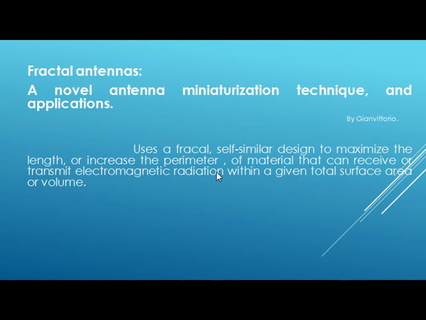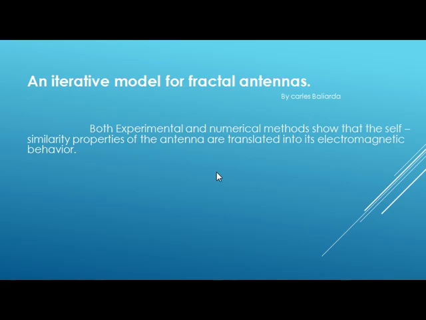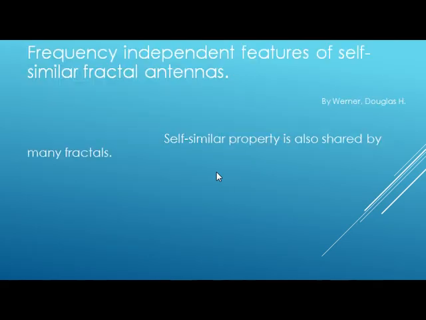The next paper is an iterative model for fractal antennas. This paper mainly deals with experimental and numerical methods, which show how the self-similar properties of the antenna are translated into an electromagnetic behavior, which we can use in the witricity concept to transfer power wirelessly. And the next one is frequency independent features of self-similar fractal antennas.